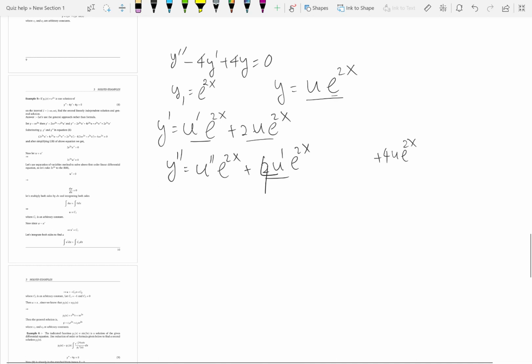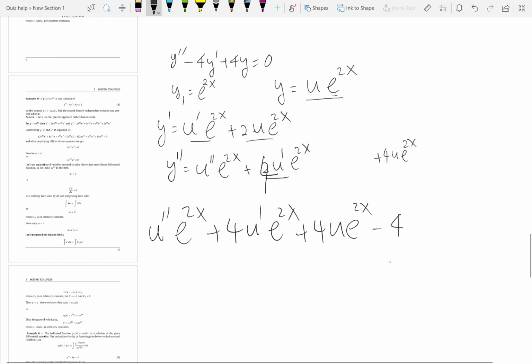Okay, so let's substitute them. y double prime is u double prime e to the 2x plus 4u prime e to the 2x plus 4u e to the 2x. Now what should you anticipate? u is going to cancel out, right? So know that in your head.